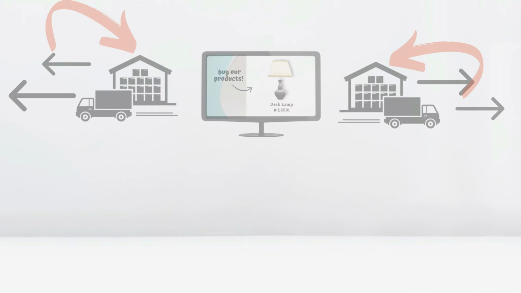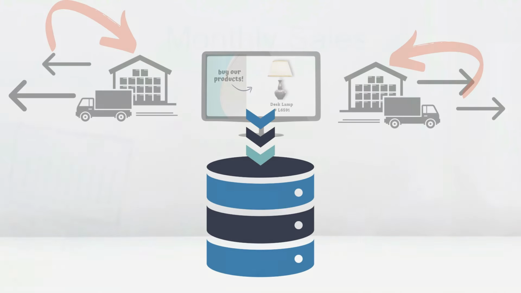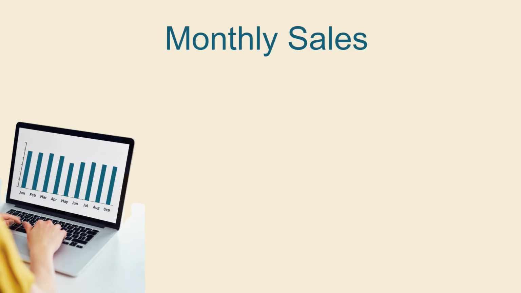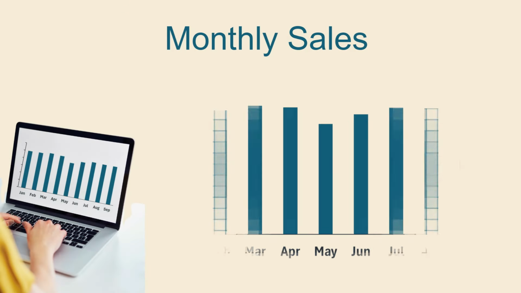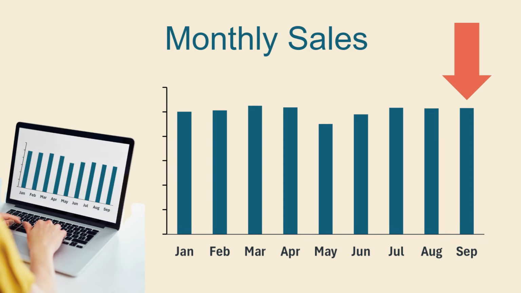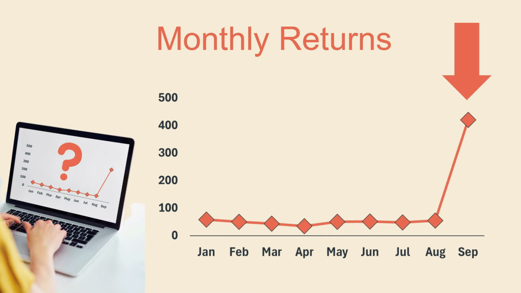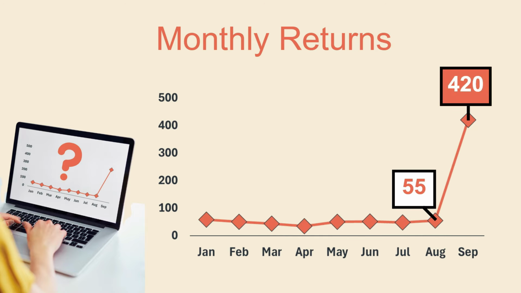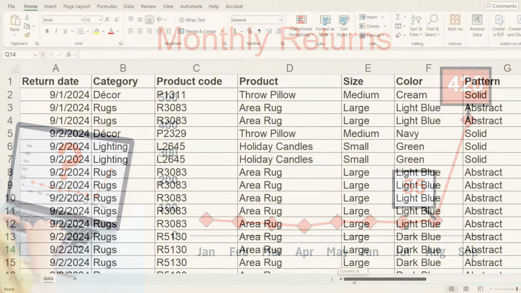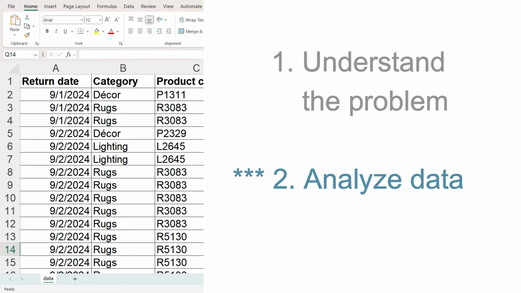All of this activity is stored in a central database, which is good because when the sales manager looked at the data by month, the number of sales in September remained consistent, but the number of returns in September had a large increase, from around 50 each month to 420. The manager wants to know, why was there such a large increase? Let's see if we can answer her question by analyzing the relevant data.